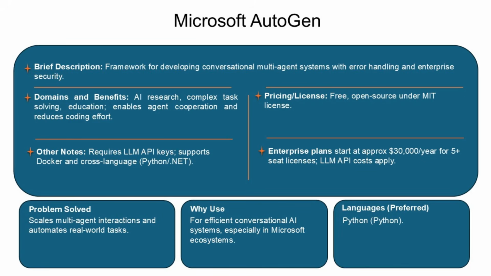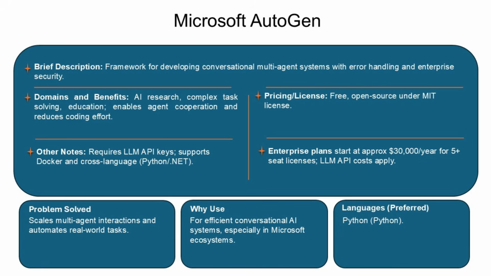Microsoft AutoGen, framework for developing conversational multi-agent systems with error handling and enterprise security. The areas of domains to be benefited are AI research, complex task solving, and education, which enables agent cooperation and reduces cost efforts. Pricing and licensing, there is free and open source, and also enterprise plan starts at approximately $30,000 per year for 5+ seat license.